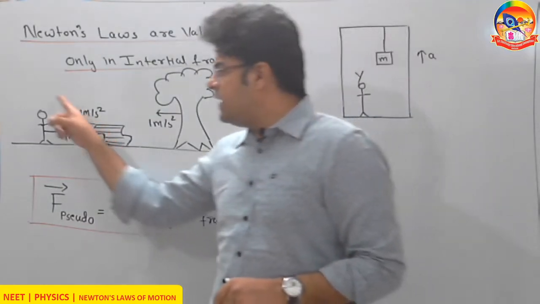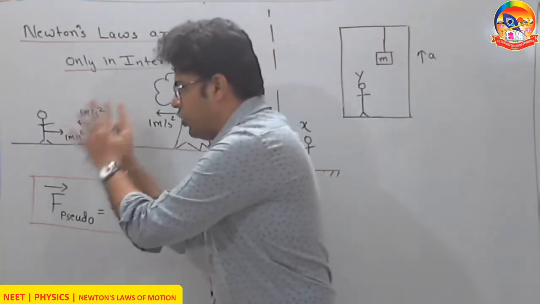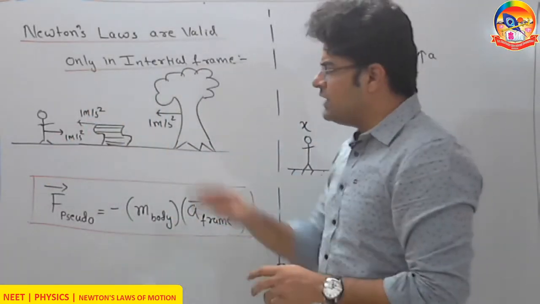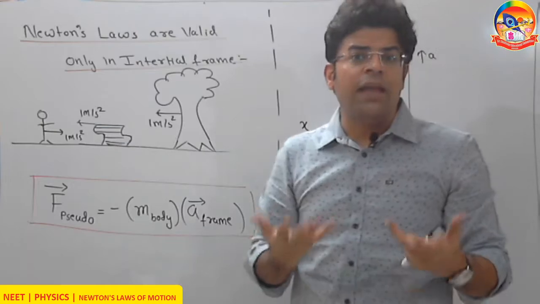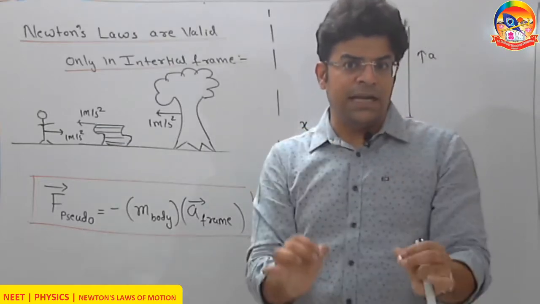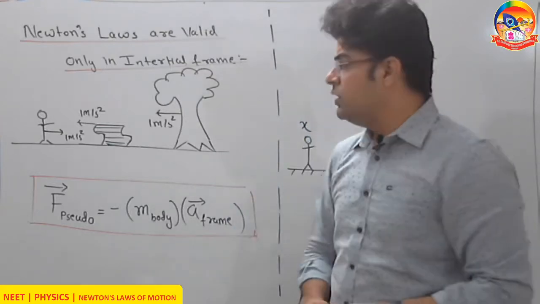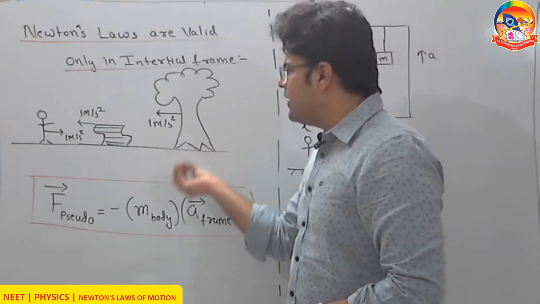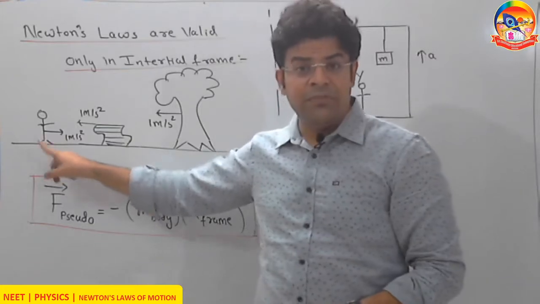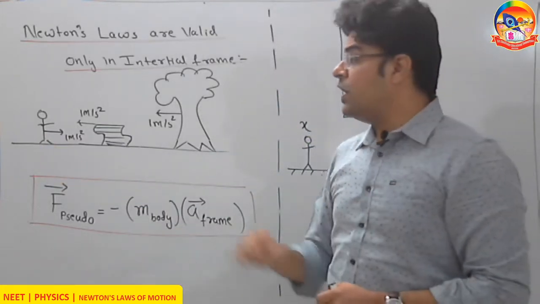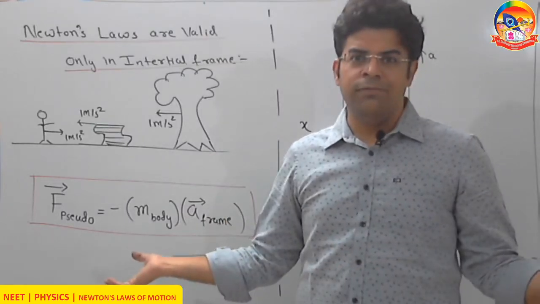Why? As seen by this accelerating observer, in his frame the observer will assume that he is at rest. So as seen by this observer, the bench and the tree accelerate, but they accelerate without the application of any force. And Newton's first law clearly says that anything in a state of rest or uniform motion will remain so unless some external force acts on it. So here, how come things are accelerating without the application of force? That's why when the observer is accelerating, when the observer is non-inertial, Newton's law fails. So if Newton's law fails, now we can't solve questions.